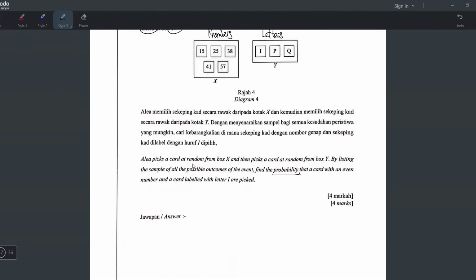Alia picks a card at random from box X and then picks a card at random from box Y. So Alia dia ambil satu dari sini, satu dari sini. By listing the sample of all the possible outcomes of the event, find the probability that a card with an even number and a card labeled with letter I are picked. Alright. They already said need to list the sample of all possible outcomes. Means you have to list the sample space. Okay, what is sample space? Sample space means you write S and then you open the curly bracket and you write down all the possibilities. You tulis semua kemungkinan yang wujud.